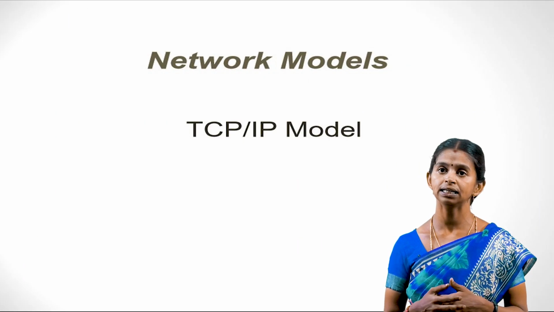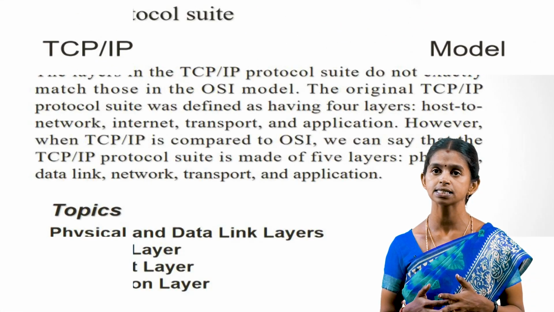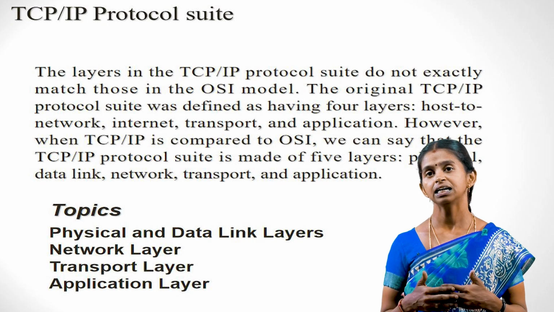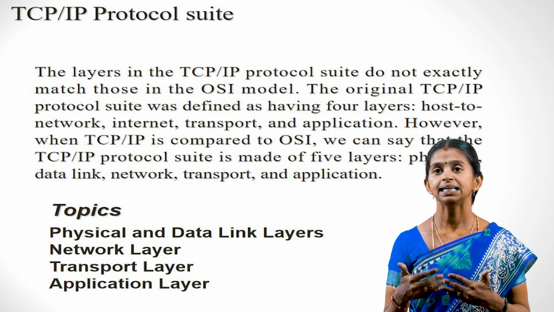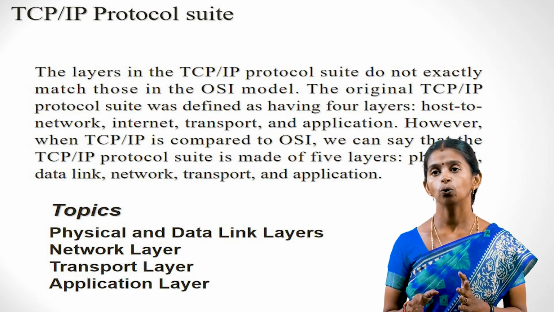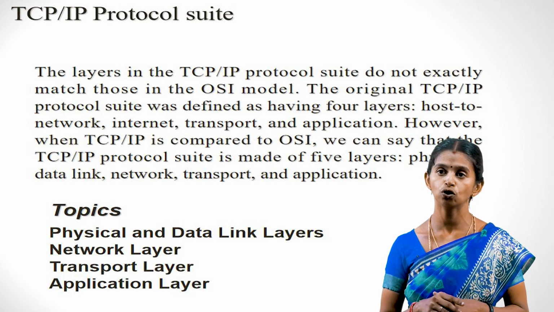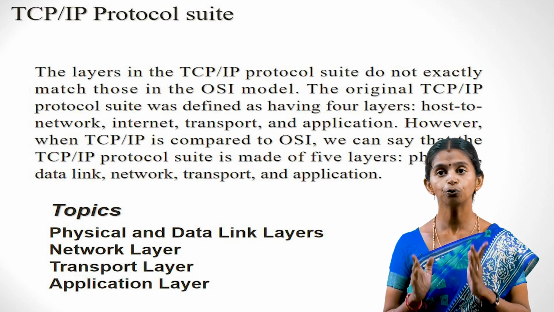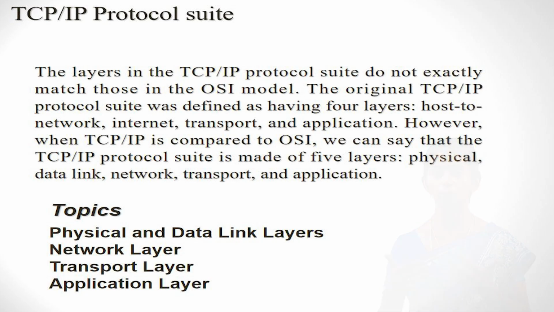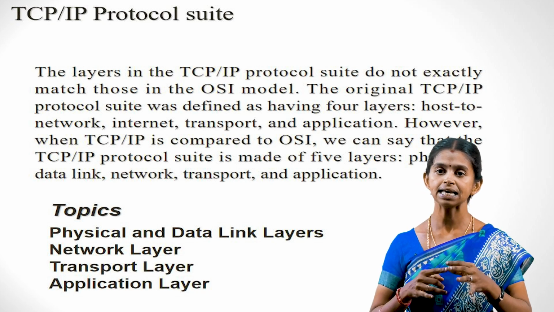Okay, let's look at the TCP/IP protocols. TCP is the Transmission Control Protocol and IP is the Internet Protocol. The layers in the TCP/IP protocol suite do not exactly match those in the OSI model. The original TCP/IP protocol suite was defined as having 4 layers: host to network, internet, transport and application. However, when TCP/IP is compared to OSI, we can say that the protocol suite is made of 5 layers: physical, data link, network, transport and application.